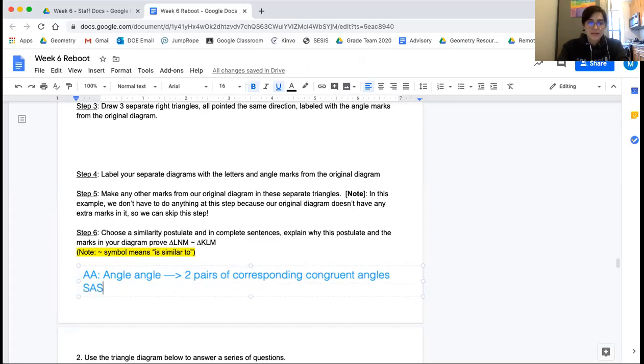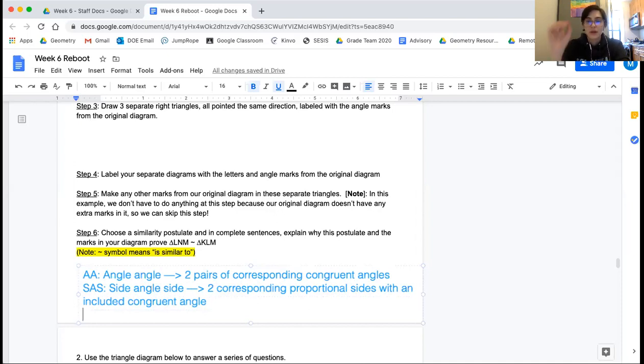We have SAS. This is side, angle, side. In this similarity postulate, we have 2 corresponding proportional sides with an included congruent angle. And think back to in class, we learned that included means between. So that included angle is between the 2 proportional sides. Think about if you make a sandwich and you include tomatoes in your sandwich, the tomatoes would be inside, just like that angle is inside your 2 proportional sides, okay?